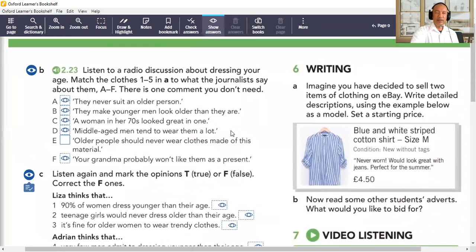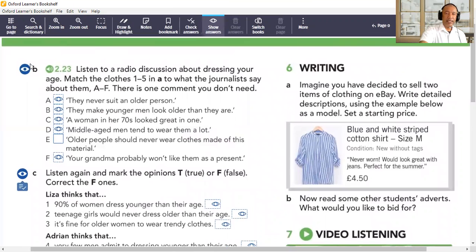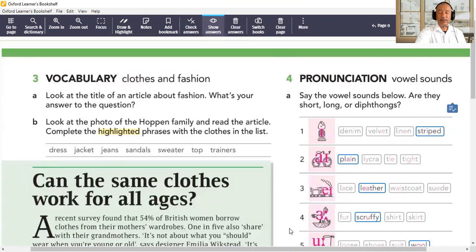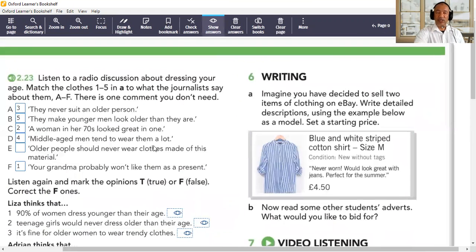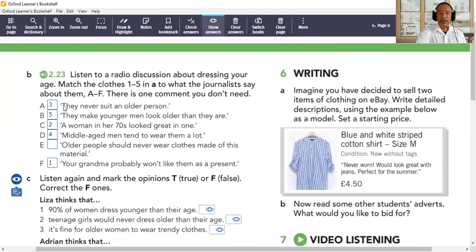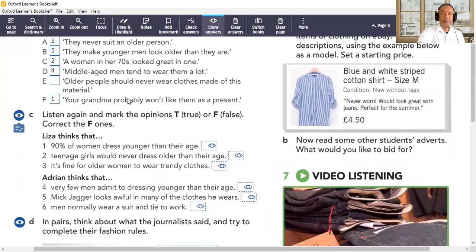It was not very comfortable, but it was it, right? These are the answers, right? So they never suit an older person. So what picture is this? That's number 3. That's the very short shorts, right? So old people, very old people should not wear them. They don't suit, they don't fit, they don't look well, right? According to them. So these are the answers.